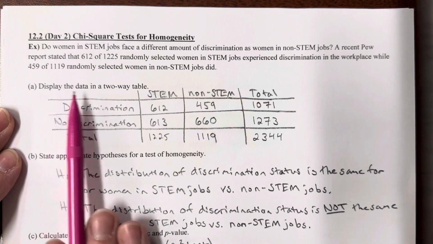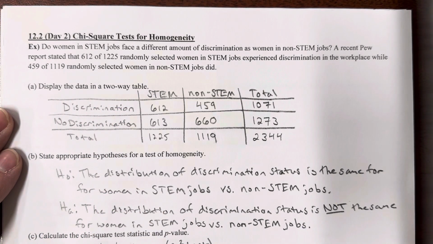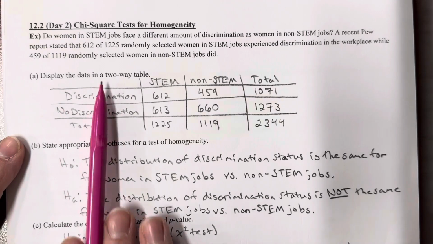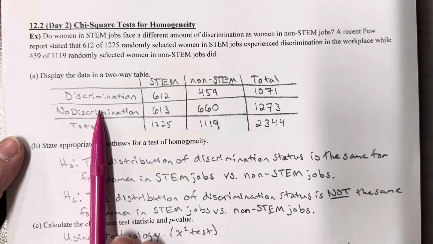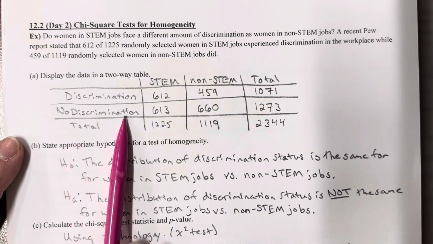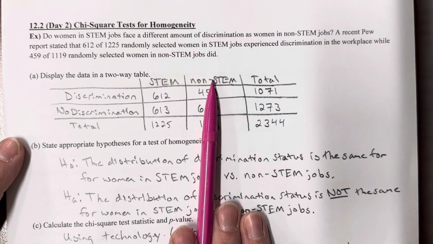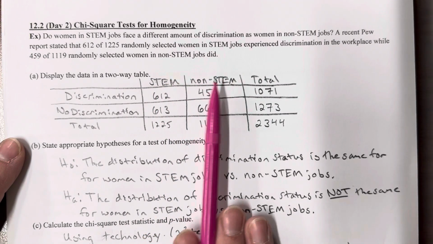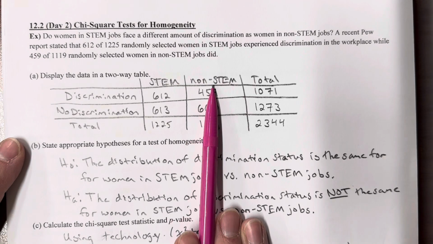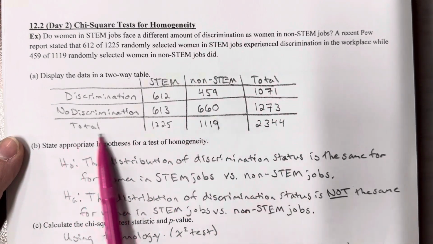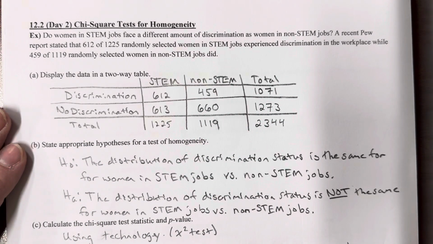Now, letter A is to display the data in a two-way table. All right, so I have one side for whether or not they experience discrimination, so discrimination, no discrimination. And then the other side is whether or not they're in a STEM job, so STEM job, no STEM job. I also have my totals shown to make it easier to find expected counts if I need to.